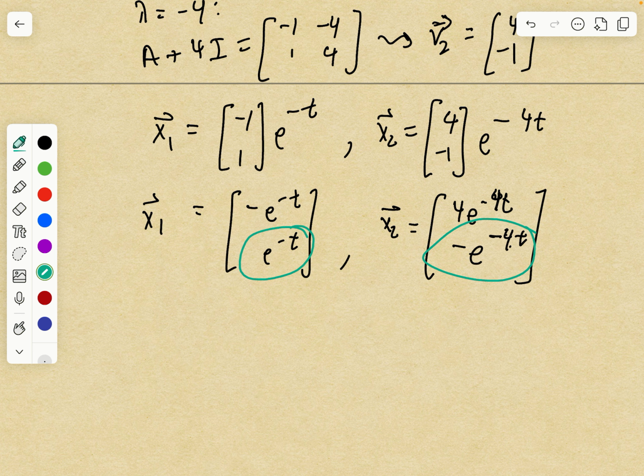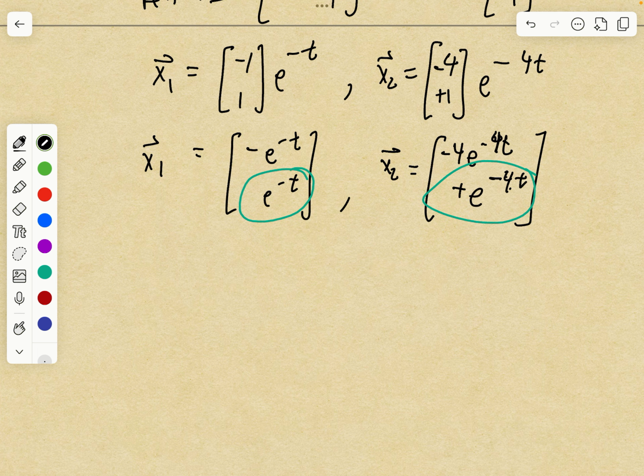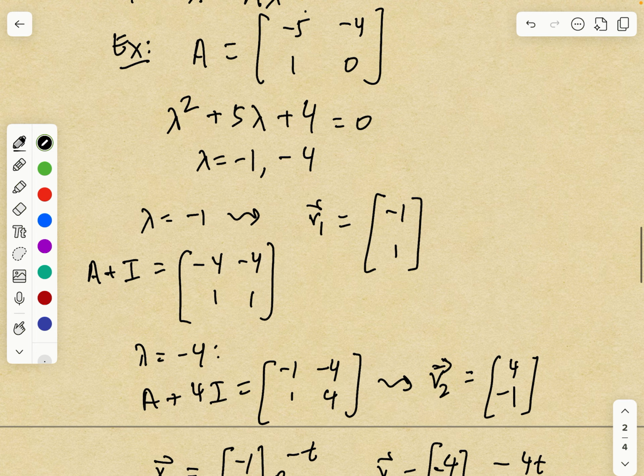I guess I could have made my x2 -4 and 1. That might be easier. Okay, so maybe we'll just change my x2 to -4, 1. So -4 and then 1. Either way, I get these two solutions, and then my general solution is going to be a multiple of the first one plus a multiple of the second one. So these constants in front of the t's, those are the eigenvalues of this matrix A.